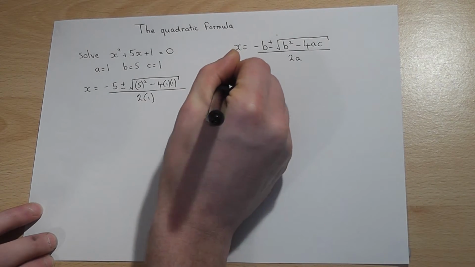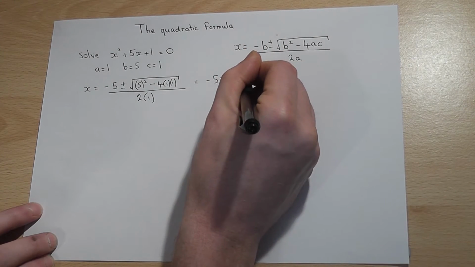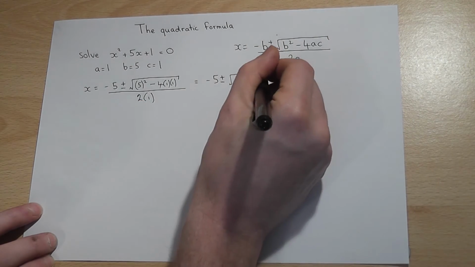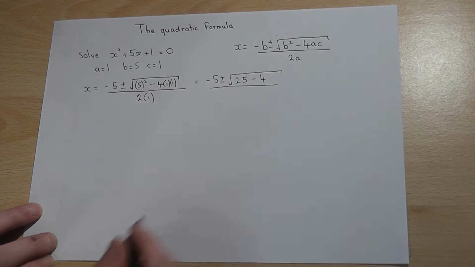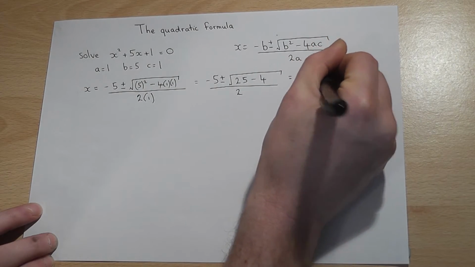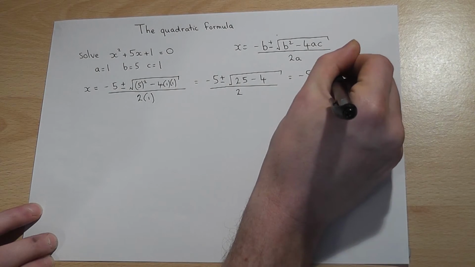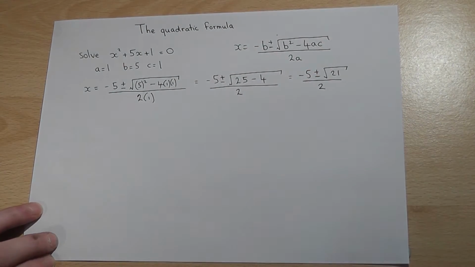Now then, we know that 5 squared equals 25. Take away 4 times 1 times 1, which is 4, all over 2 times 1 equals 2. Next step, 25 take away 4 is 21, all divided by 2.